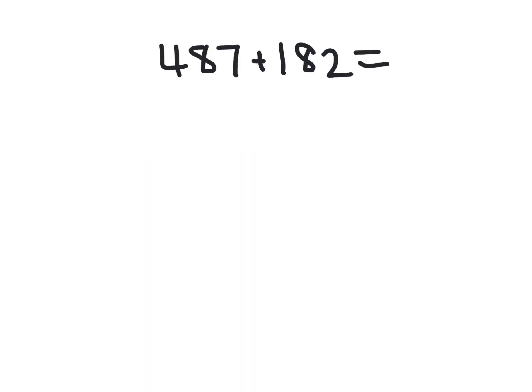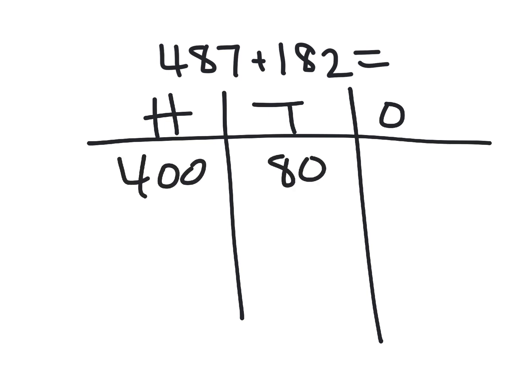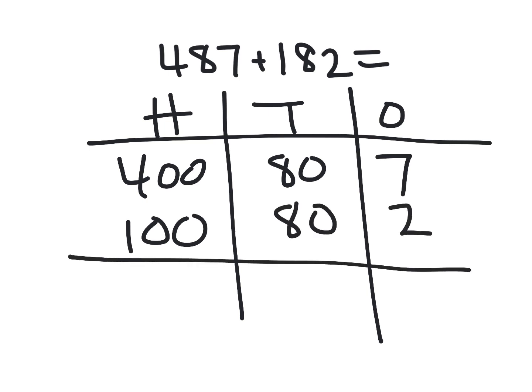Let's do another one. Go ahead and write your problem. Hundreds, tens, ones chart. Get ready to pull apart the numbers. Expanded form, 487. Again, if I'm going too fast, pause the video. 182. And we are adding. 7 plus 2, 9.